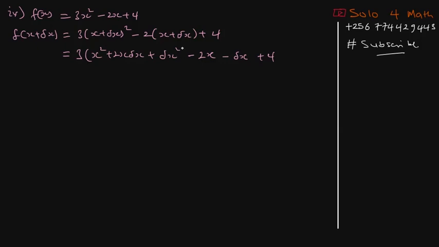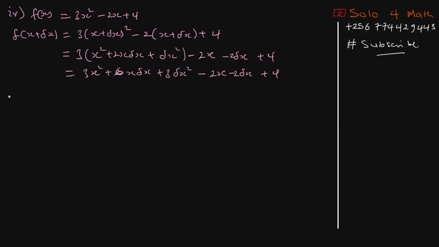Okay, there's a bracket here, yes. So we can have 3x squared plus 6x dx plus 3 dx squared minus 2x minus dx plus a 4. Sorry, there's a 2 here. There's a 2 here and a 2 there because we expanded here. Minus 2x minus 2 dx.